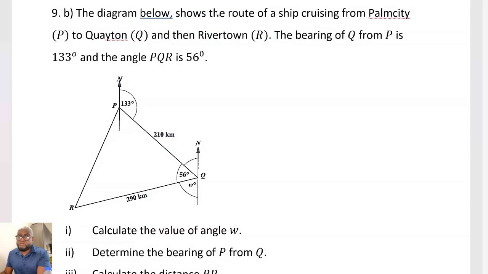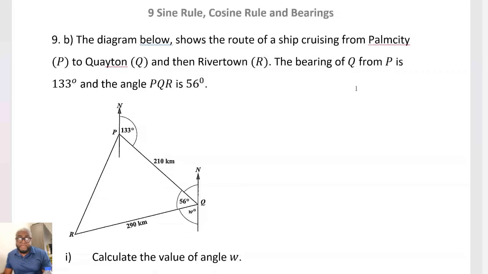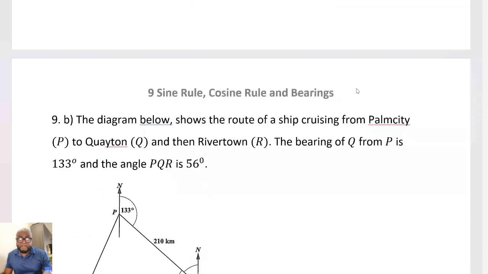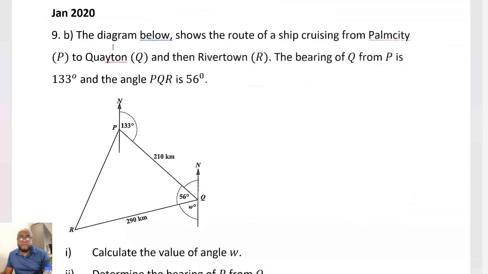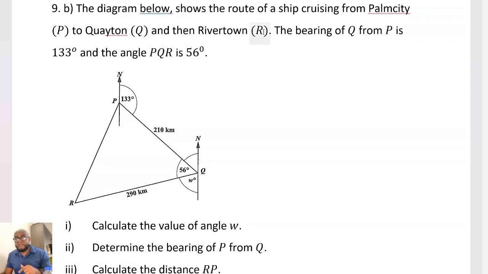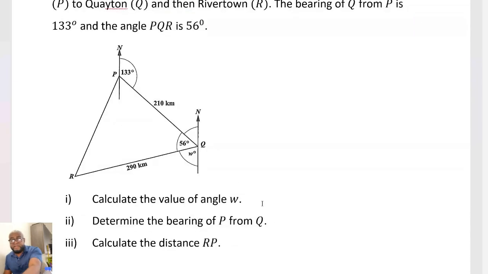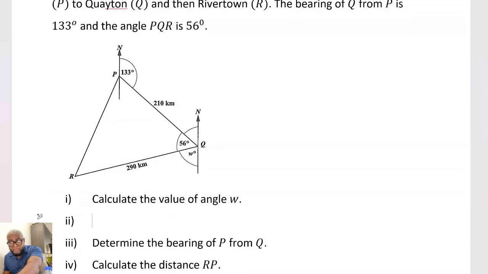The diagram below shows the route of a ship cruising from Palm City P to Caton Q, and then to Riverton R. This was January 2020, by the way. The bearing of Q from P is 133, and the angle PQR is 56. So they actually put in everything for you. Calculate the value of angle W.